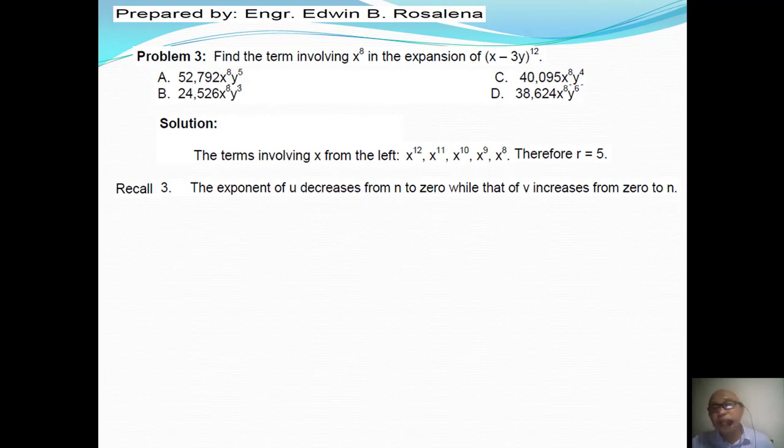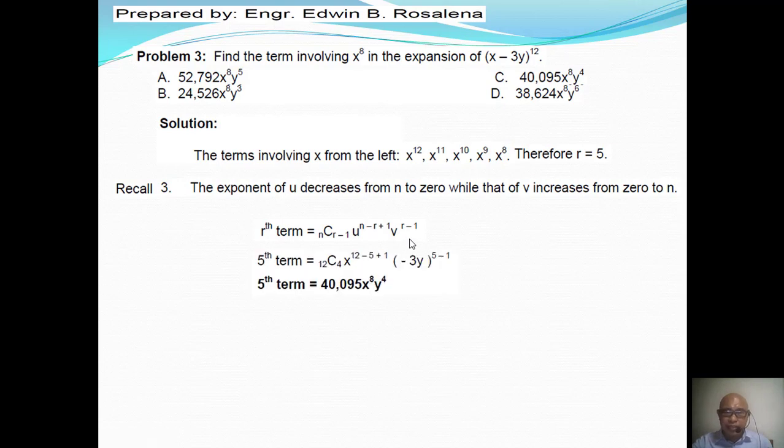Okay? So, once nakuha mo na yung value ng r, pang ilang term yung hinahanap natin, madali na lang yan i-substitute sa formula natin. Siguro, memoryado na yan, pangatlo na nating example yan. So, if we substitute values, nandyan na yan lahat, u, v, power n, r is equal to 5. Okay. So, ching-ching. And the answer is this.